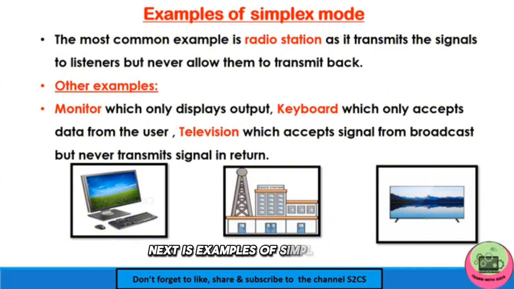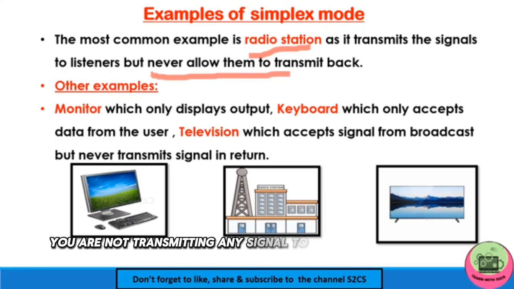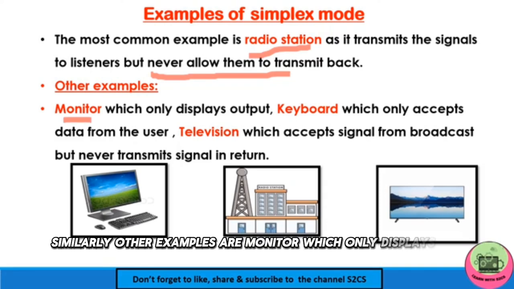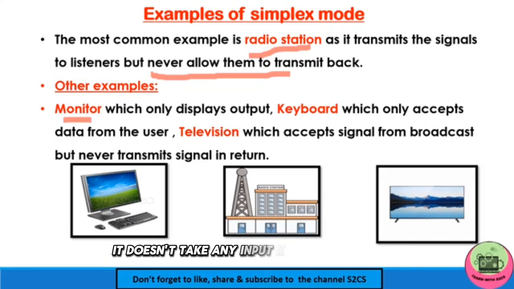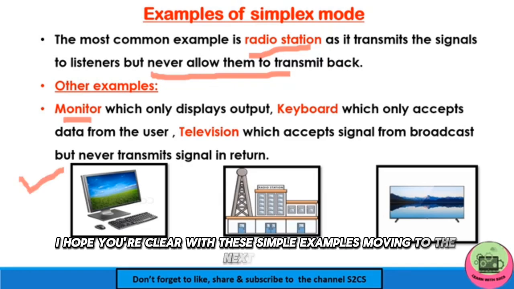Next are examples of simplex mode. The most common example is a radio station, as it transmits the signals to listeners but never allows them to transmit back. You are not transmitting any signal to the radio station in return, okay? Only the radio station transmits the signals to listeners. Similarly, other examples are a monitor, which only displays the output. It doesn't take any input. Keyboard, similarly, you're just using to input the data. Then television, which accepts signals from broadcast but never transmits signals in return. I hope you are clear with the simplex examples. Moving to the next mode.